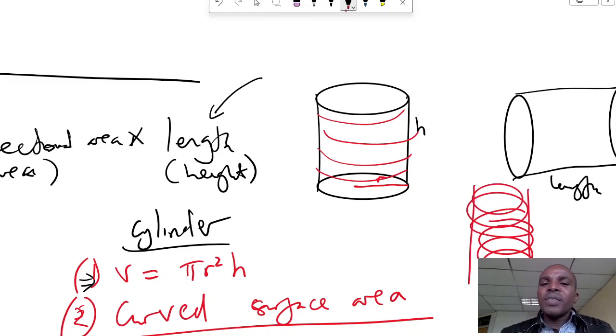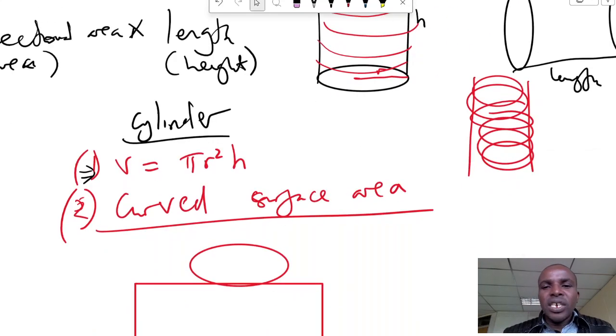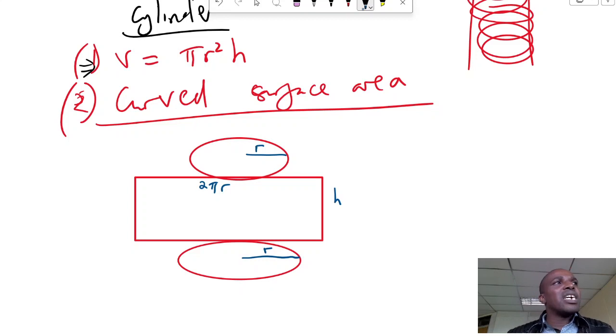And the distance from one point of the circle to the other one represents circumference. And what is circumference? It is 2 pi r, or pi d. So you can say this side of this cylinder that I have broken down is 2 pi r. Then this side is the height. Then this one, the circle, has radius r. This one is identical to this one, with also radius r.